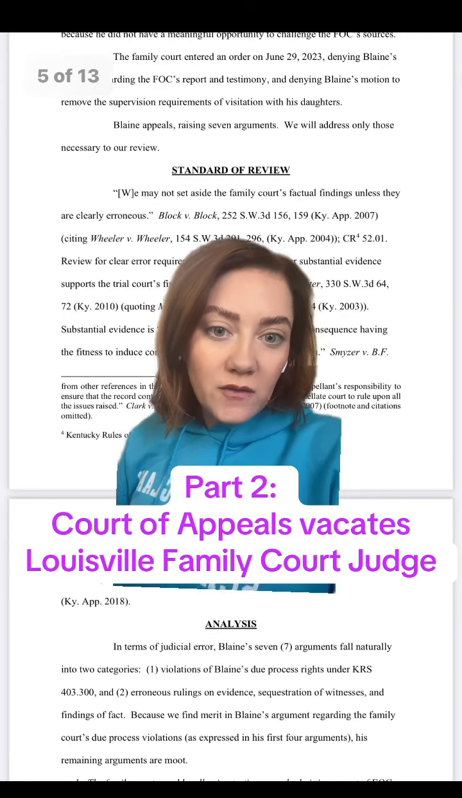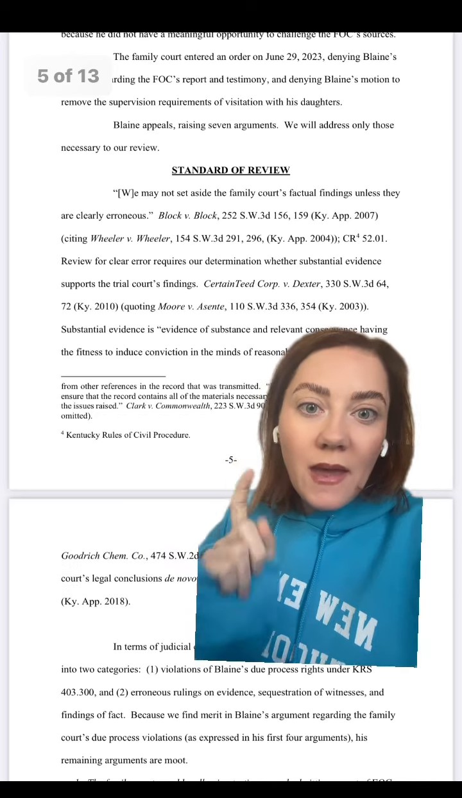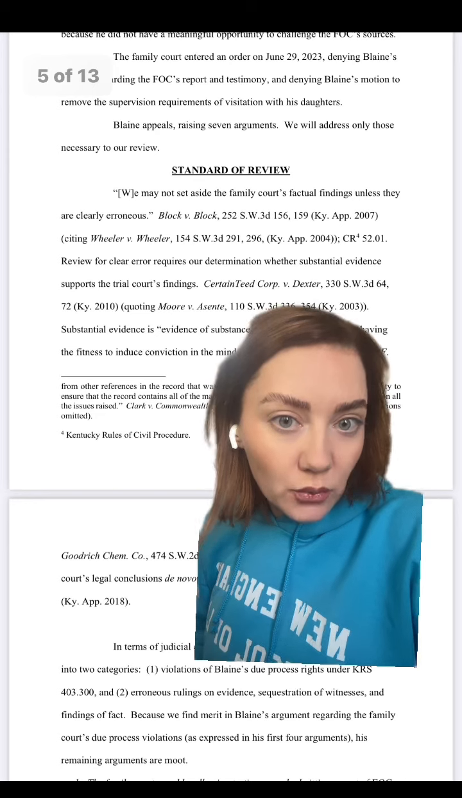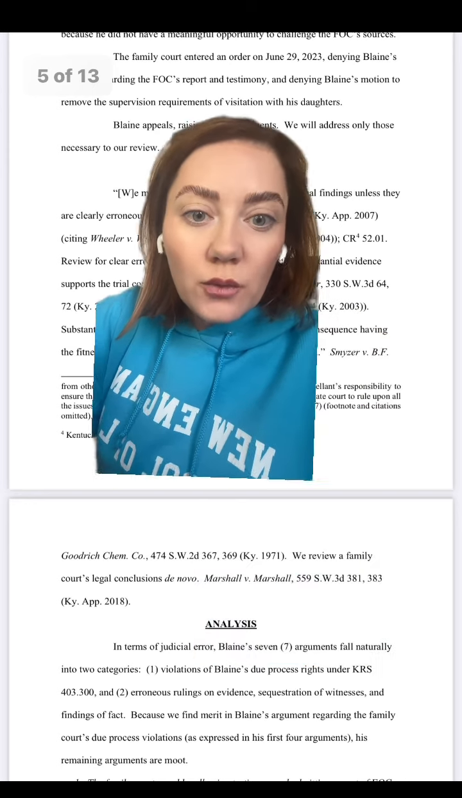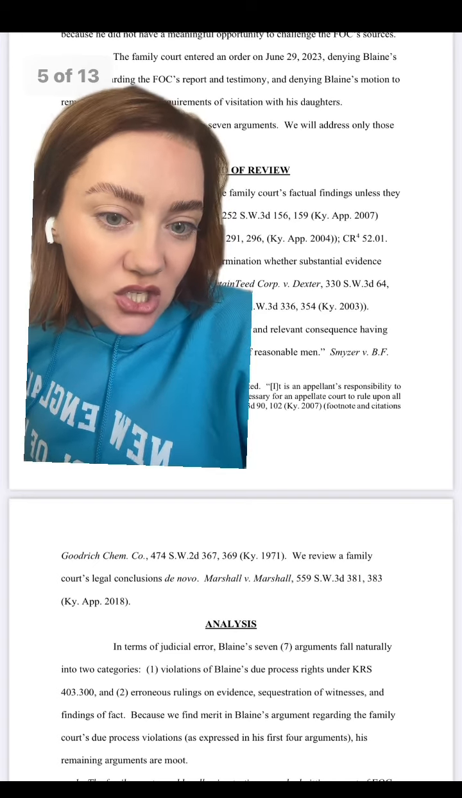Part 2, Court of Appeals vacates Louisville Family Court Judge Ogden. We may not set aside the family court's factual findings unless they are clearly erroneous. This is the standard of review. Dad has filed alleging 7 violations.